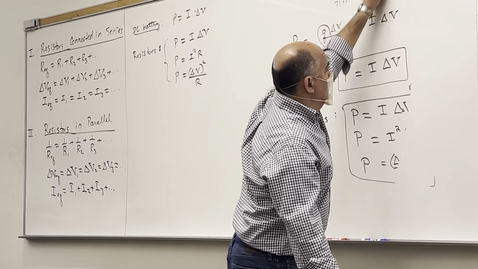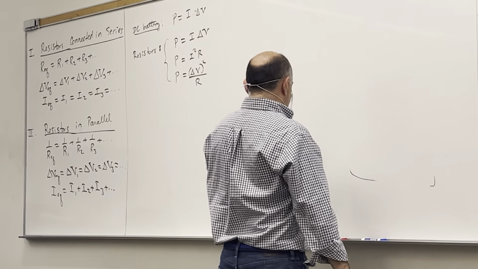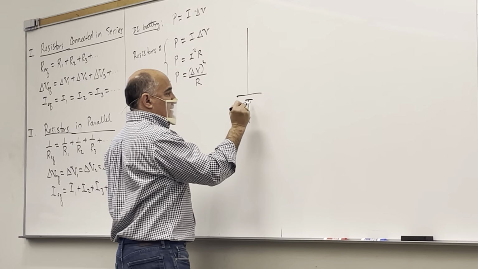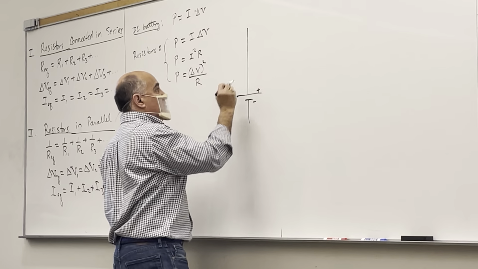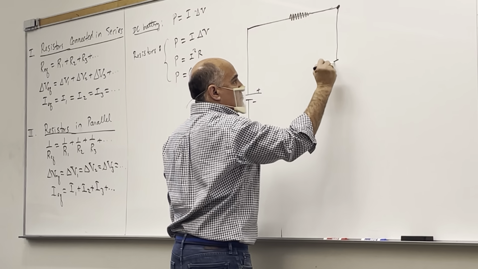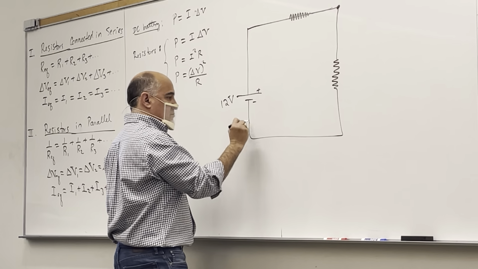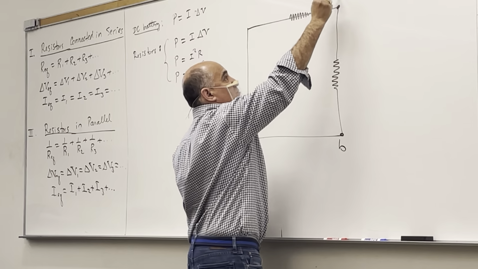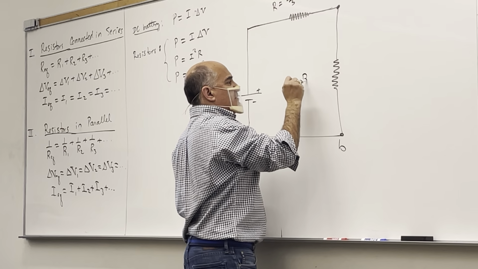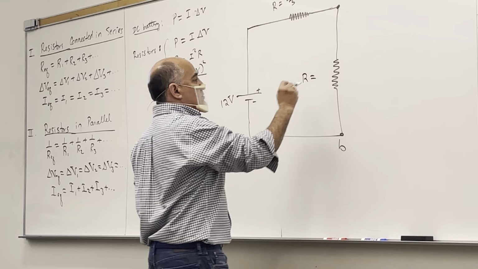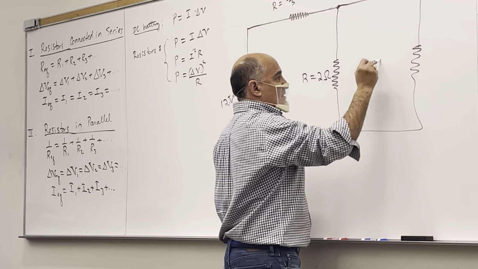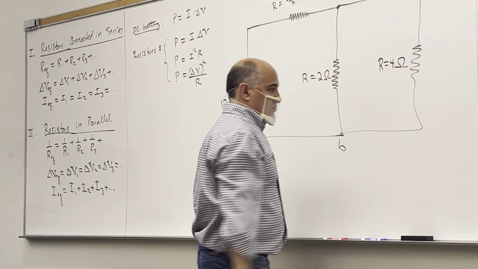So let me draw this circuit. Okay, so we have a DC battery here, minus plus, 12 volts. There's a resistor over here. I think I call this point B and this one point A, and this one was 2/3 of an ohm. The resistance of this is 2 ohms. And then there's another resistance like that, 4 ohms.